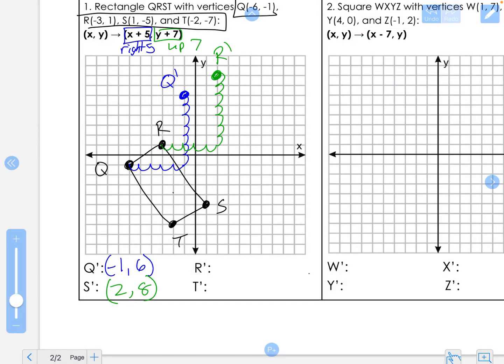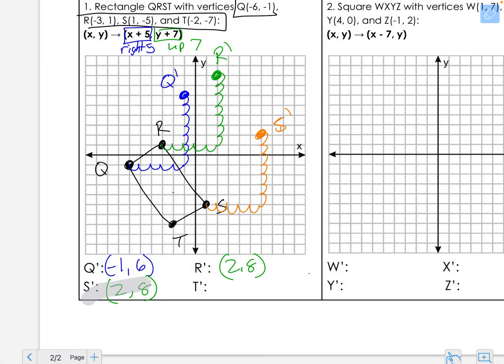So now we need to look at S. 1, 2, 3, 4, 5, 1, 2, 3, 4, 5, 6, 7. And so that's where S prime should be. And then if we take S, 1 plus 5 is 6. Oh, I wrote R in the wrong spot. Sorry, guys. 2 comma 8 is R, and let me erase that. And my S coordinate is, so I said 1 plus 5 is 6. And then negative 5 plus 7 should be a positive 2, which is in fact where S is located.